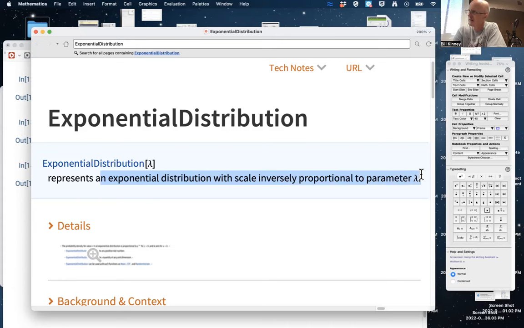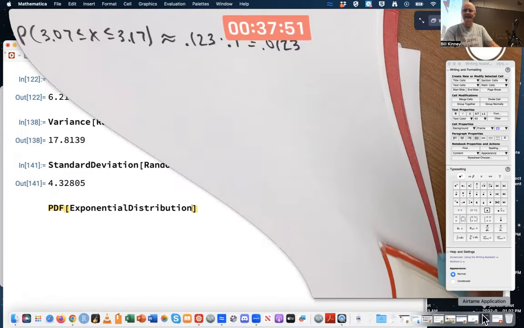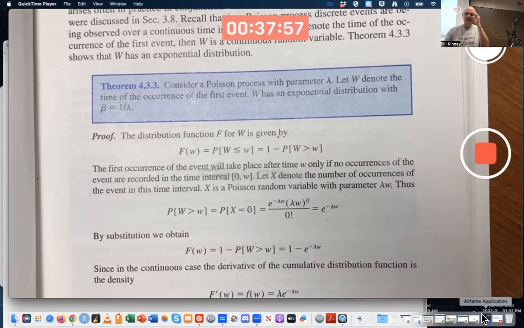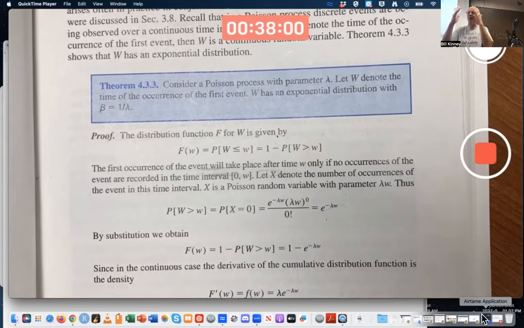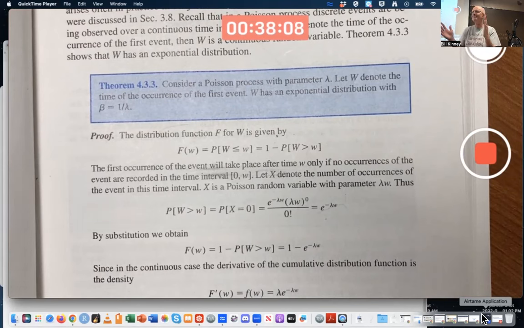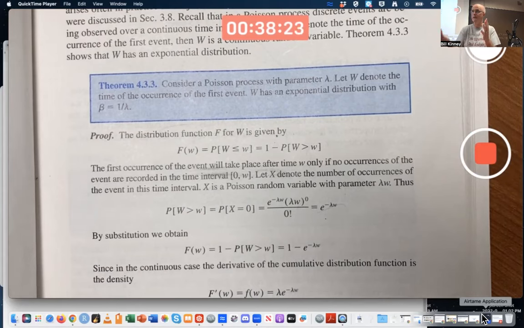Where have I seen lambda with exponential distributions before? We saw it with this theorem. Consider a Poisson process with parameter lambda. What's a Poisson process again? Well, if we're thinking about counting occurrences of an event over an interval of time, under certain assumptions, which I never really got into much, that count will have a Poisson distribution from chapter 3, a discrete distribution, counting the number of occurrences of the event, like earthquakes per year or whatever.